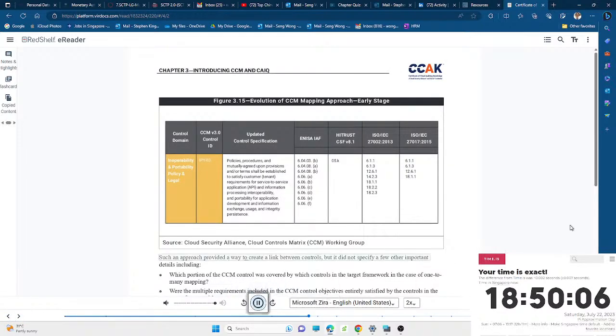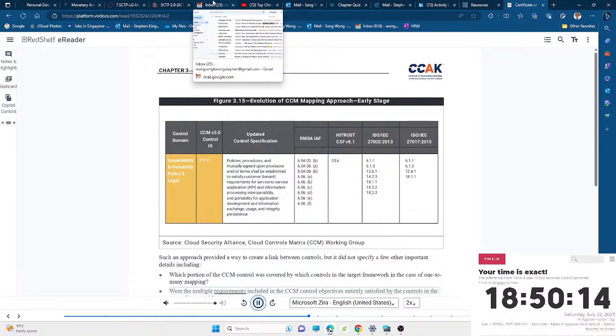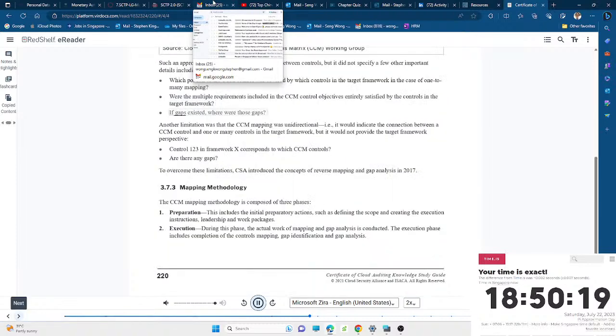Such an approach provided a way to create a link between controls, but it did not specify a few other important details, including which portion of the CCM control was covered by which controls in the target framework in the case of one-to-many mapping. Were the multiple requirements included in the CCM control objectives entirely satisfied by the controls in the target framework? If gaps existed, where were those gaps?